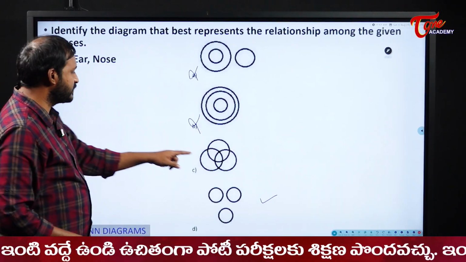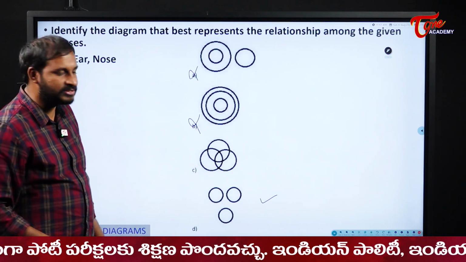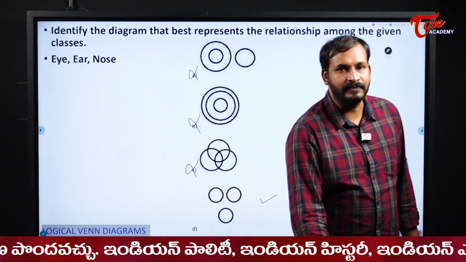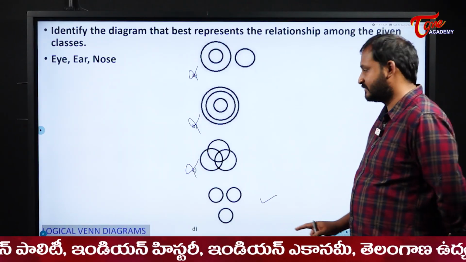Now, according to this figure, what does it mean? Are they interrelated? Some ear or nose, some nose or ears. Is that possible? No. So, that one is also deleted. So, here our answer becomes option D. Option D will be our answer here. All the three are three different sense organs for us.